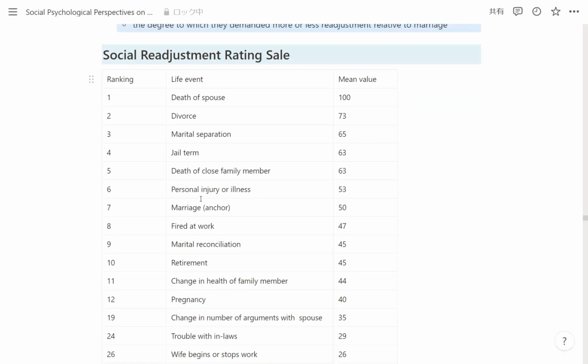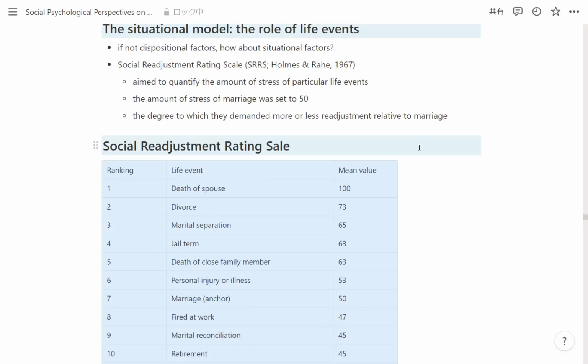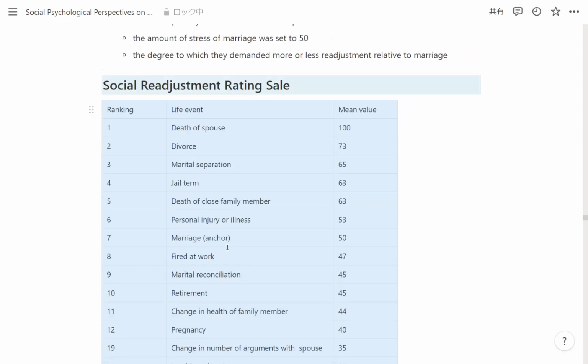So this is a part of the social readjustment rating scale table. Sorry, there's a typo here. Not the scale, but the scale. And as you can see, the number one ranking is death of spouse. You could say 100 stress points. And then the next ones are divorce and marital separation, jail time, death of a close family member, personal injury or illness, and marriage. So this is set as an anchor.